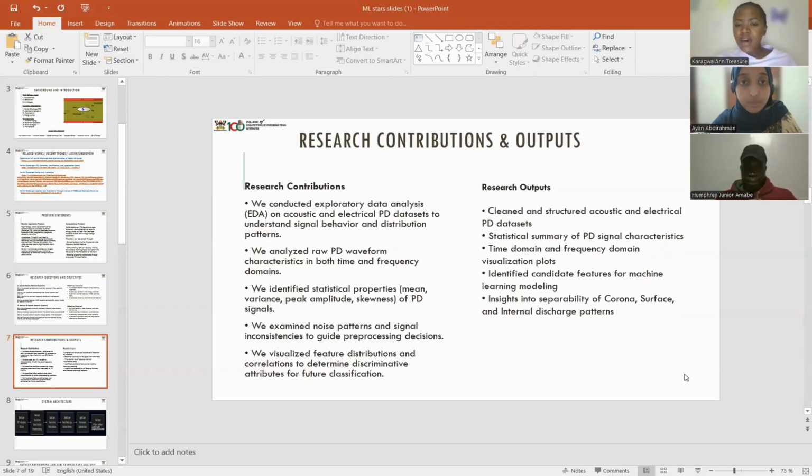So the outputs are: we got a cleaned dataset, we got statistical summaries, we got visualization plots, we identified the candidates for machine learning modeling, and also gained insight into the separability of the different types of partial discharges.